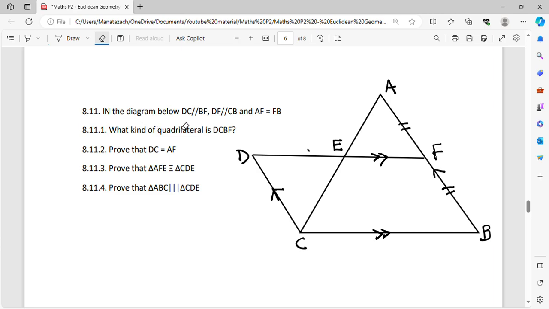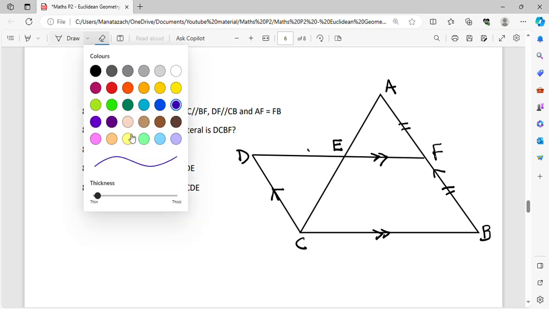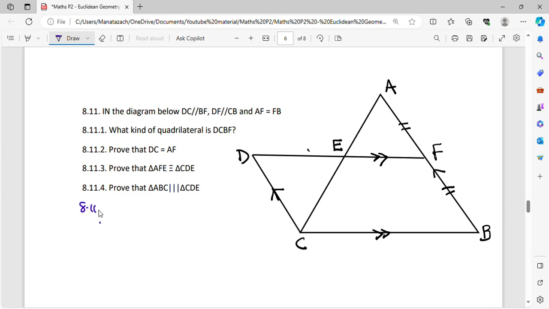In the diagram below, DC is parallel to BF, DF is parallel to CB, and AF is equal to FB. Question number 1, what kind of quadrilateral is DCBF? So here is DCBF. You can see that it's a parallelogram. So we can write the first answer as parallelogram.